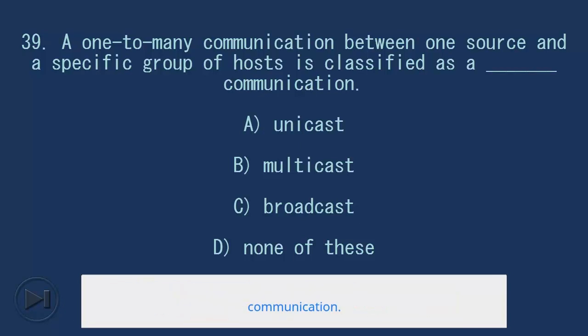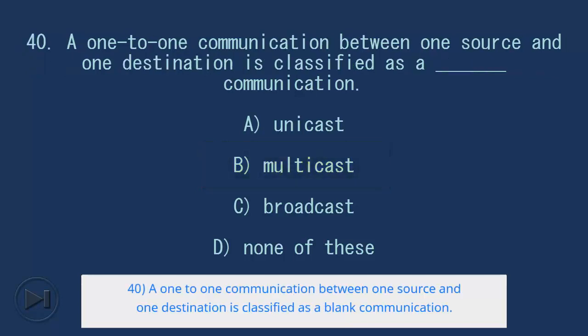39. A one-to-many communication between one source and a specific group of hosts is classified as a blank communication. A. Unicast. B. Multicast. C. Broadcast. D. None of these. Answer, B. Multicast.